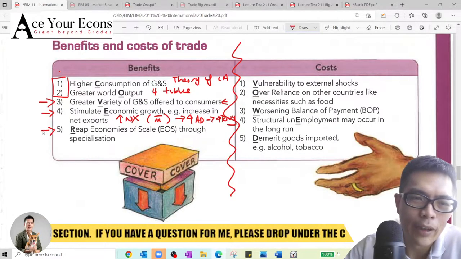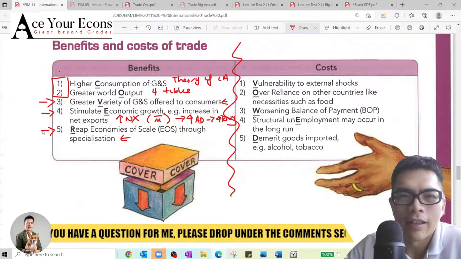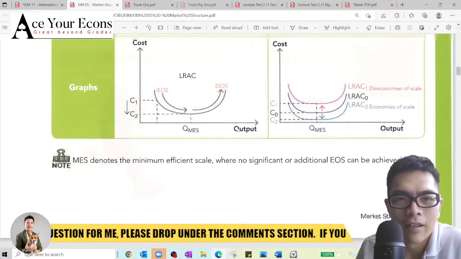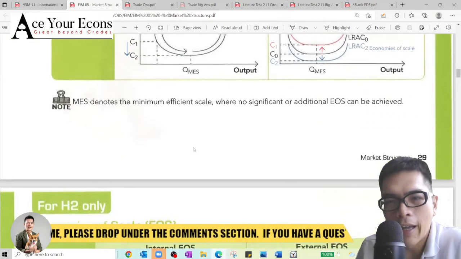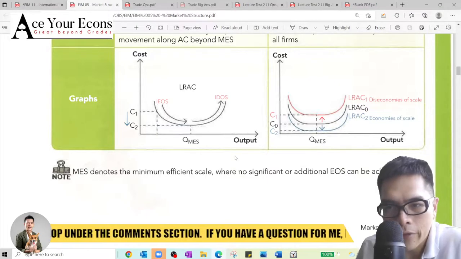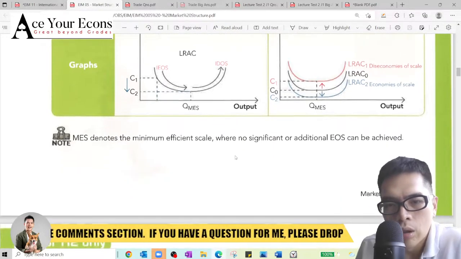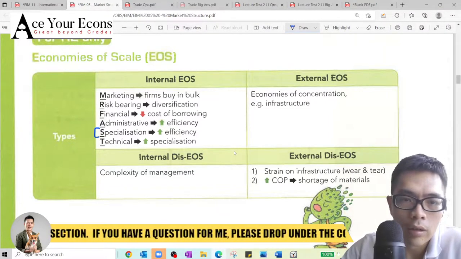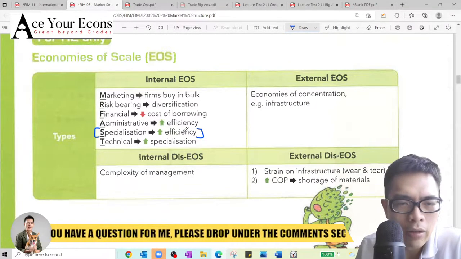I want you all to make a mental note. Economies of scale, we are looking at what? Page 30. Everyone, flip to page 30, and page 29. We are looking at internal and or external economies of scale. So today I won't be covering economies of scale, because this is not the focus for today. It will be covered in micro. So all I want you all to note is this particular economies of scale, internal economies of scale, known as specialization.